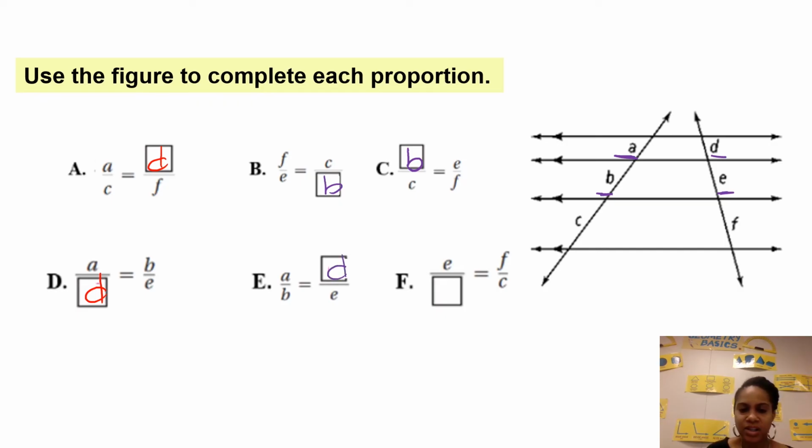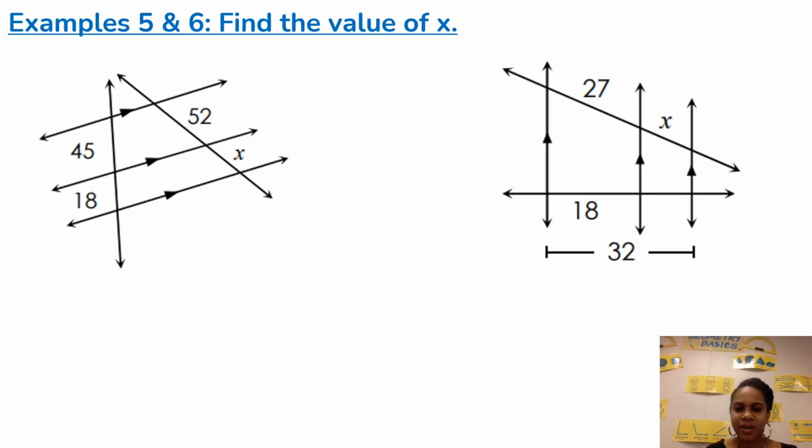And then our last one, E over blank is equal to F over C. B would be in the same position as E. So we've completed these proportions. All right, so we have two problems here, but we want to find the value of x using the proportional parts of these parallel lines here.